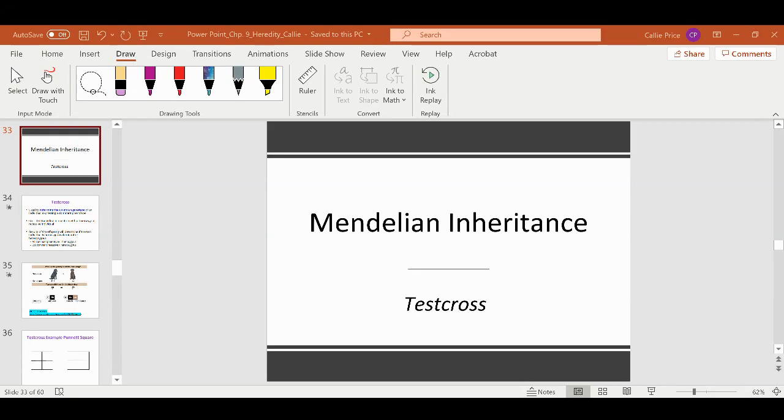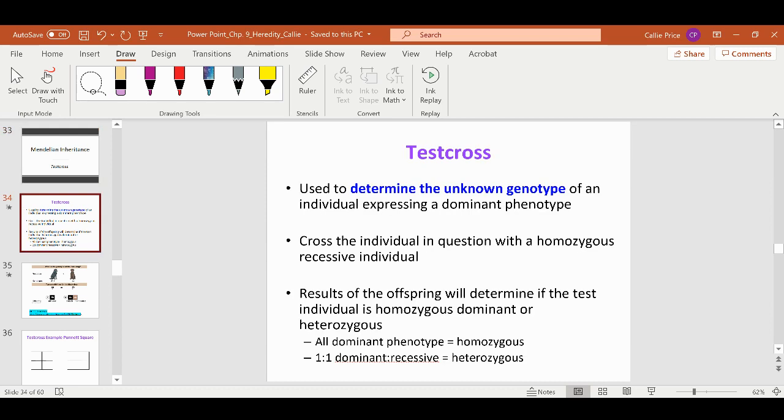In this video, we'll look at Mendelian inheritance patterns, focusing on a test cross. So what do we use a test cross for? It's used to determine the unknown genotype of an individual expressing a dominant phenotype.